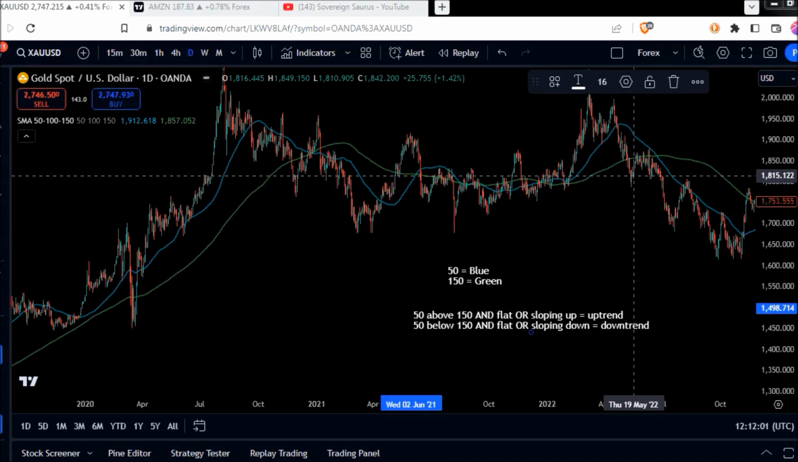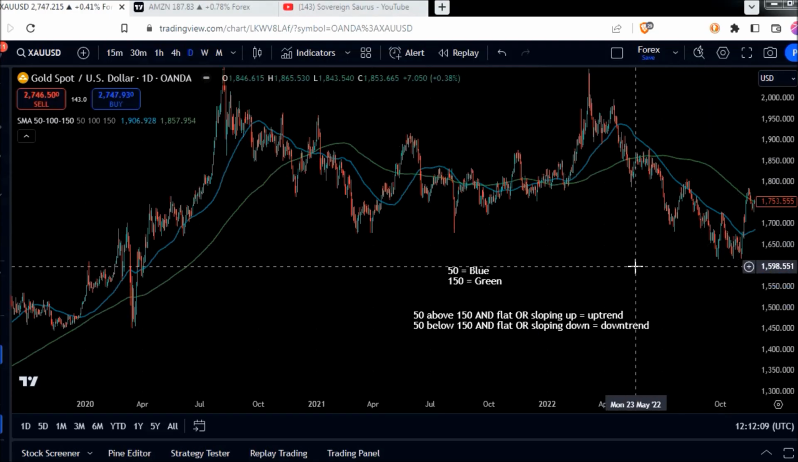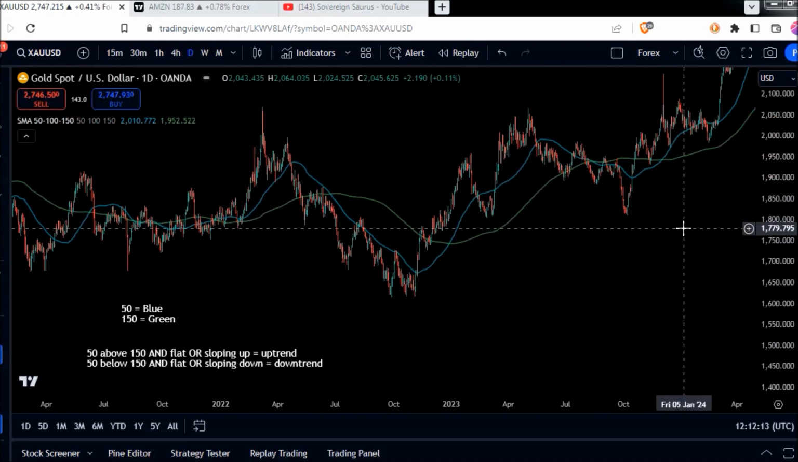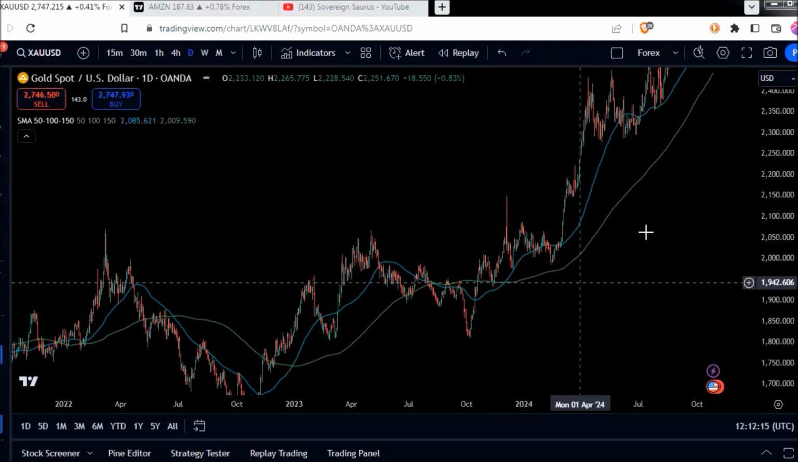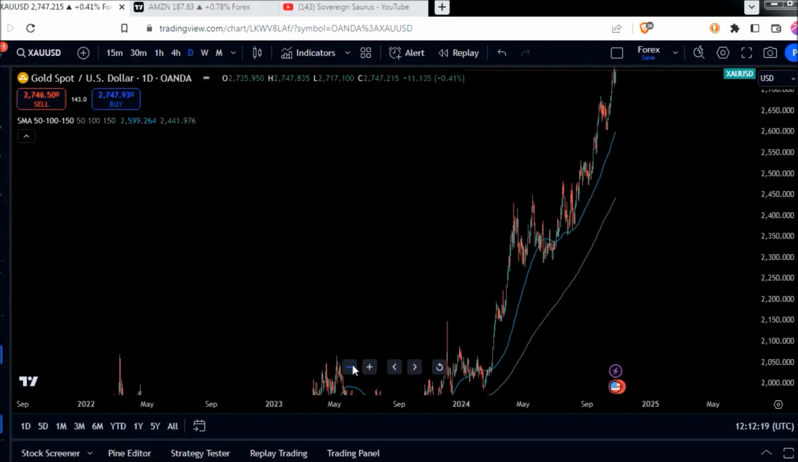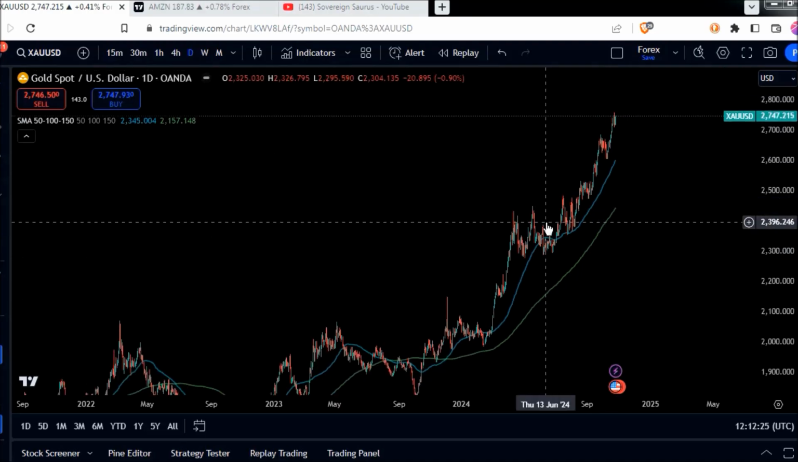Hey guys, so today's video we are going to look at how do we know when the gold trend changes. Currently we are in a roaring uptrend. We've had the gold price rising over 30% this year so far from the start of 2024, and what we basically want to look at now is how will we know when this trend has changed. So we're going to look at a simple way of doing that.